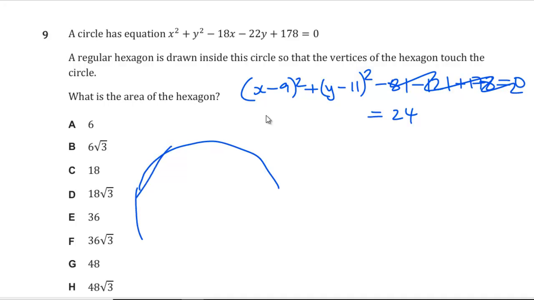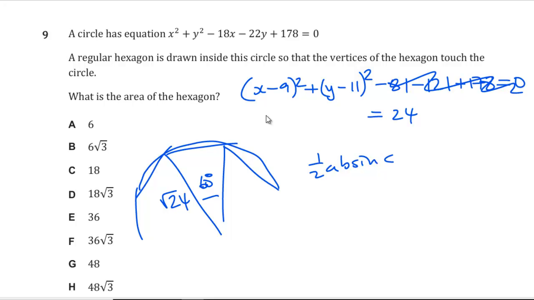So I've got some kind of circle which has got a hexagon in it. The hexagon's going to be splitting this into 6 triangles like this. These are root 24 sides on these, and we know they're 60 degrees. So the area of each one of these, half AB sine C, so I've got a half times 24, because I've got the 2 root 24s, and then sine of 60 degrees is root 3 over 2. And then I need to multiply that by 6. So that's going to be 36 root 3, which is F.